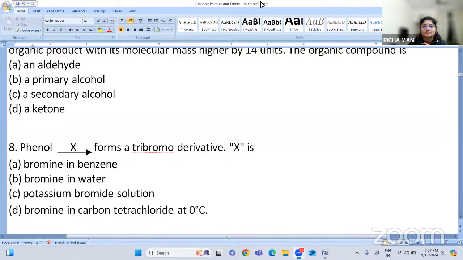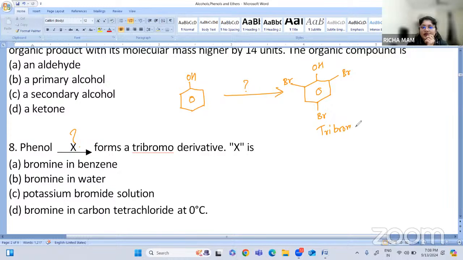Next question. Phenol. Phenol forms a tribromo derivative in the presence of X. What is this X? So this is our phenol, and when it reacts with X, it forms a tribromo derivative. Tribromo means positions 1, 2, and 3 have bromo groups. So this is our tribromo derivative.